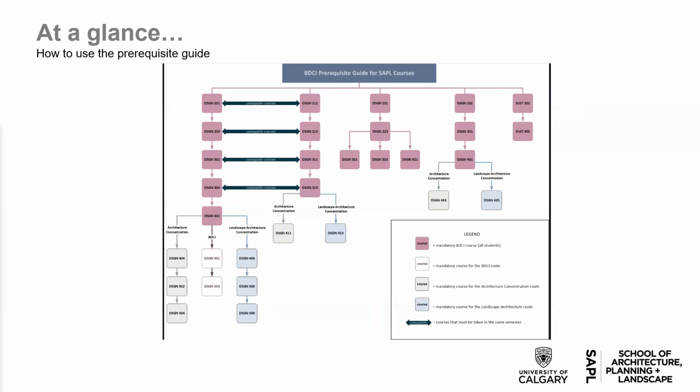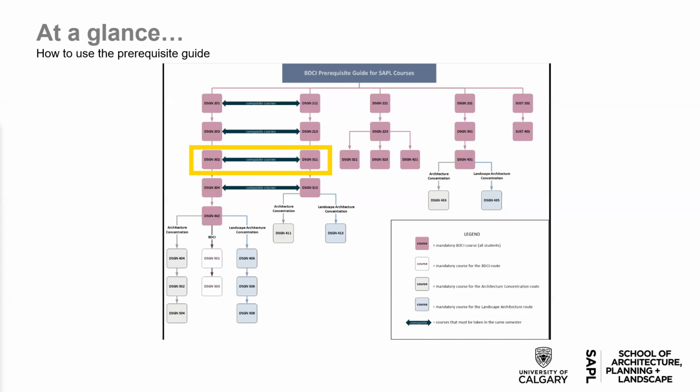As a reminder, co-requisites are courses that must be taken in the same semester. When you're thinking about satisfying your prerequisites to take the next course, remember that some design courses have pairings where you have to take both at the same time in the same semester.